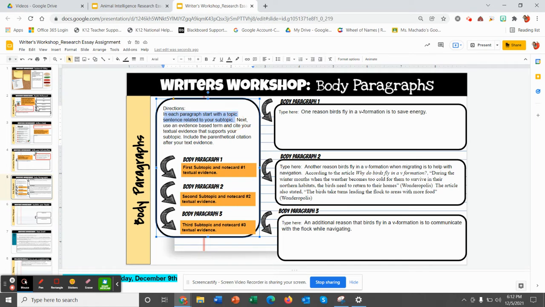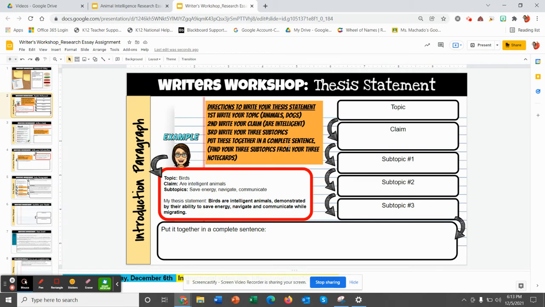So I'm going to go back to slide number 2, and I'm going to look at the subtopics that I listed in my graphic organizer. I have them here in my example. My subtopics were saving energy, navigation, and communication. And so I know that my topic sentence in paragraph 1 should be about saving energy. My topic sentence in paragraph 2 should be about navigation. And my topic sentence in paragraph 3 should be about communication.